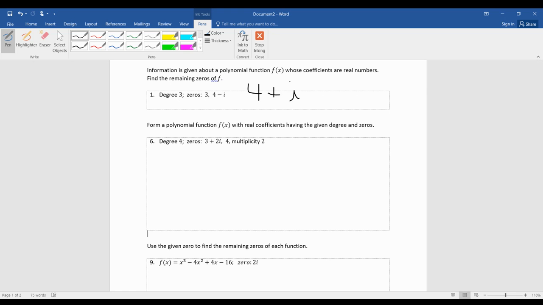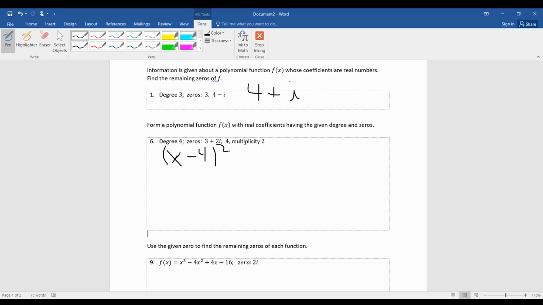The next section tells you to form a polynomial with real coefficients having the given degrees and zeros. So this is a degree of 4. So we know that we have a real solution of 4 with a multiplicity of 2. So we have x minus 4 squared. Then we also have a 0 that is a complex number of 3 plus 2i.